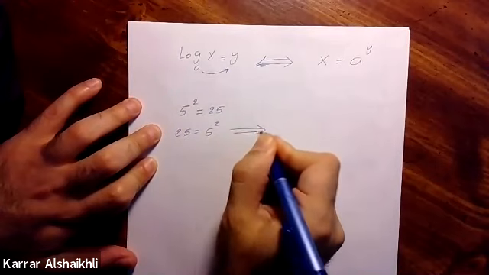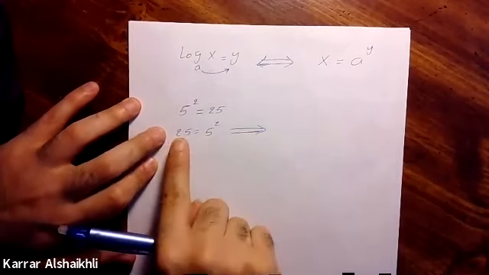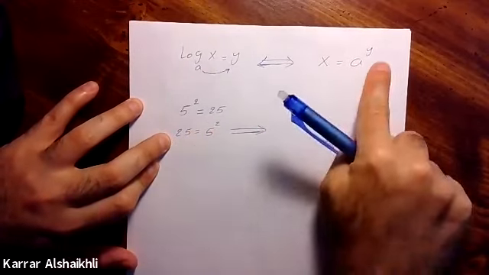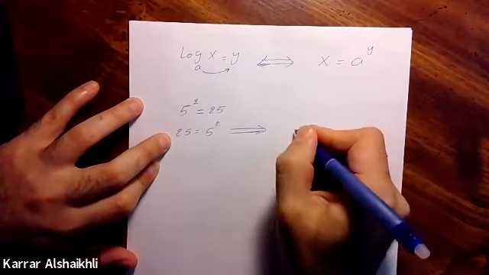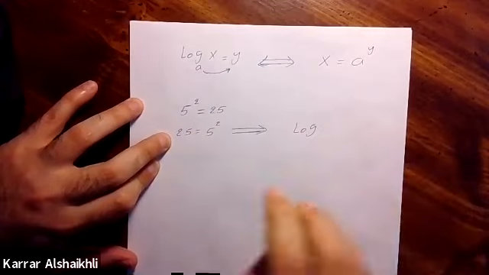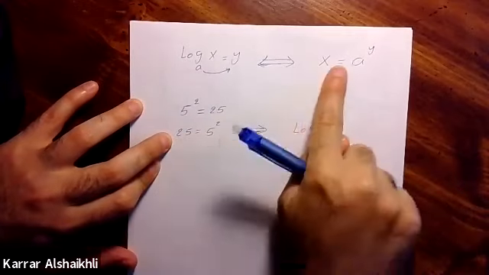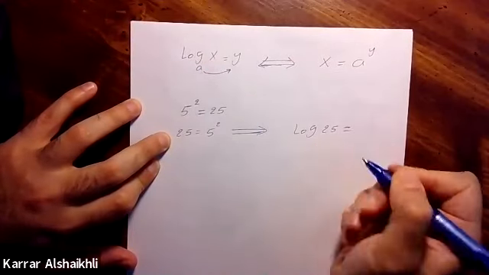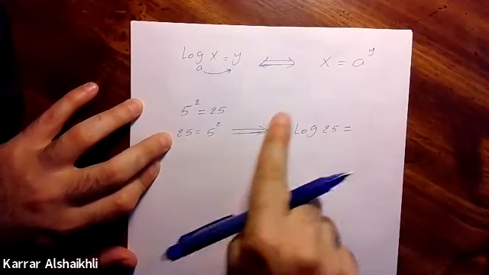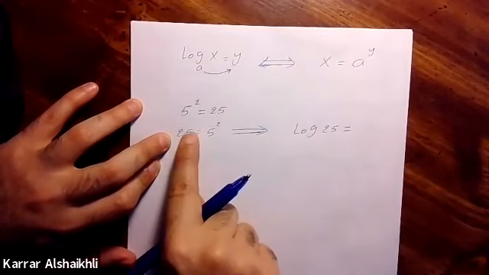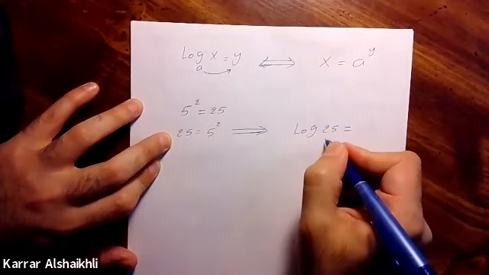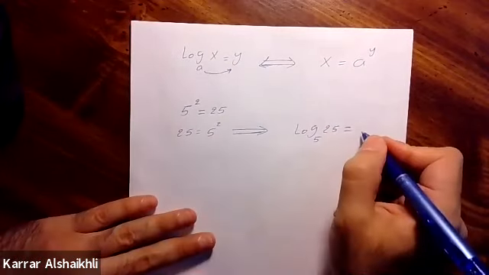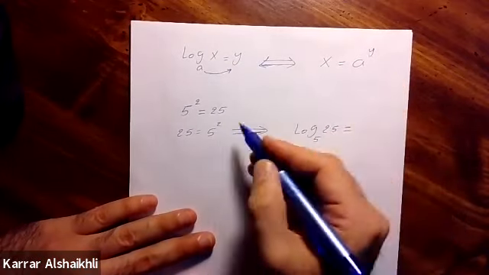I need to write down the log form. So check, the 25 is the x, the 5 is the a, the 2 is the y. I need to write down the log form, so I'm going to write down log. Where is the number? The x is going to be here with the log, so 25 equal. The base is going to be the 5, a. So I'm going to write down 5 here. And the last thing, the leftover is the y, which is 2.